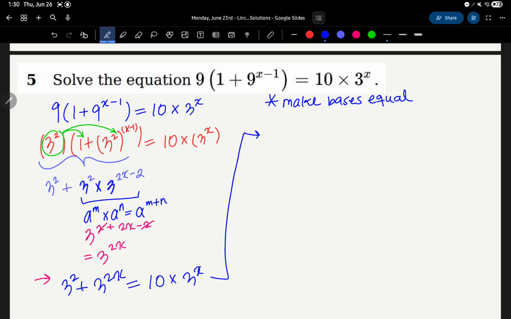So moving over here. Okay, now we want to notice this one, 3 to the power of 2x. How can we express it in the other way? 3 to the power of 2 and then x.